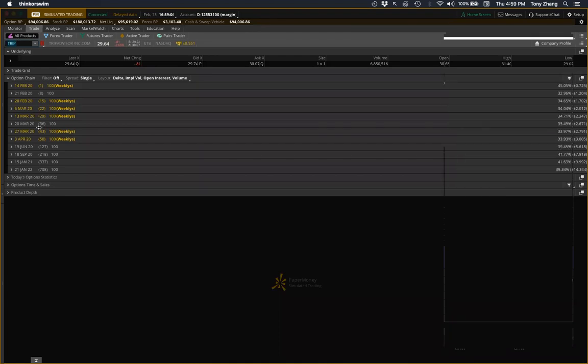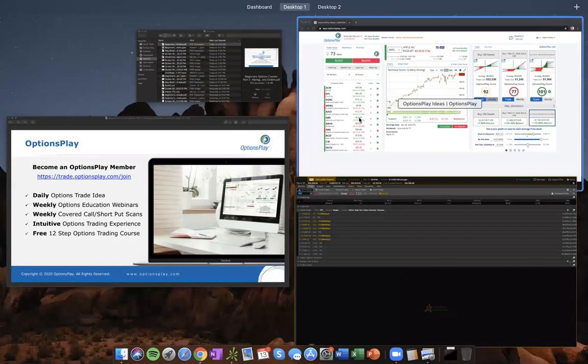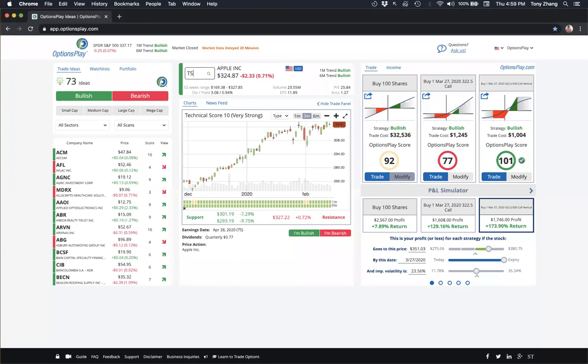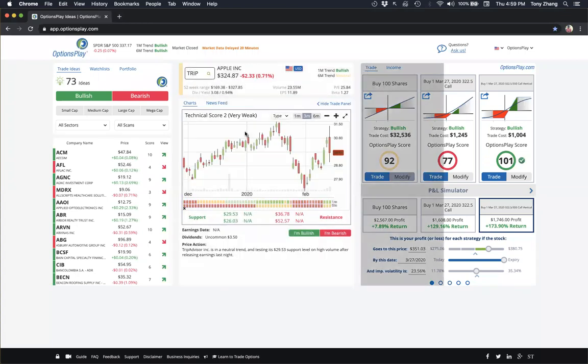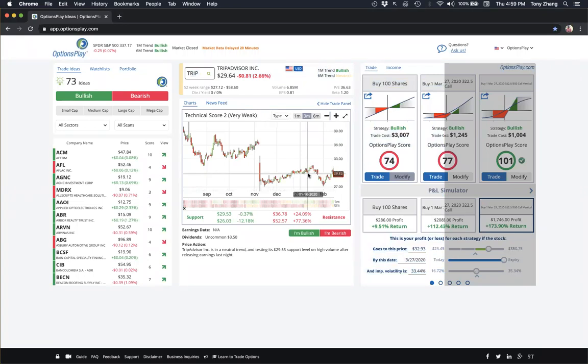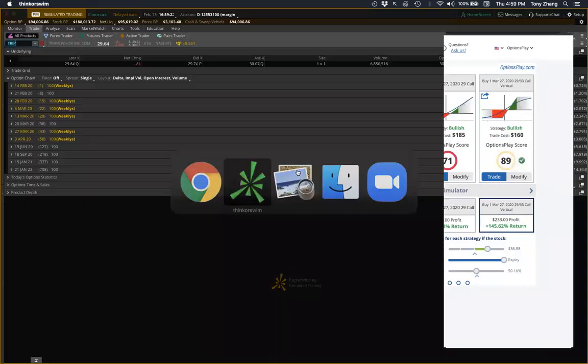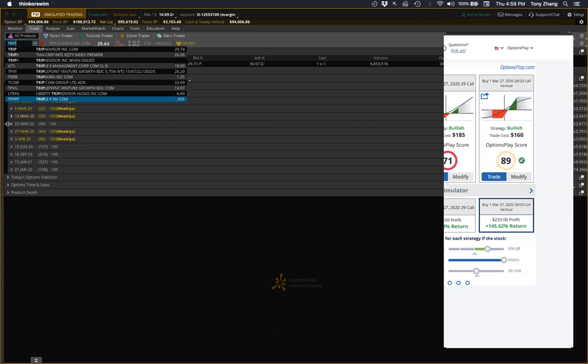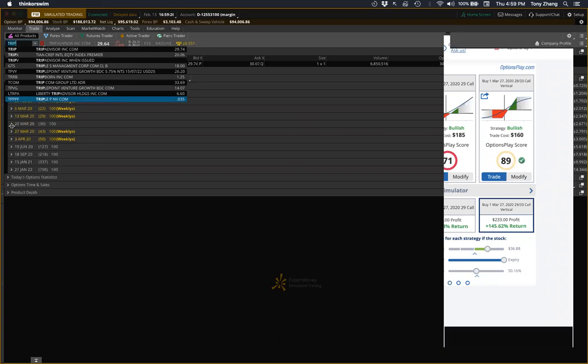So someone wanted to look at TripAdvisor. I don't know what your views are on TripAdvisor. Let's take a look at Trip on our platform. TripAdvisor is certainly very weak. The 1 month and 6 month trend seems to be turning higher. Perhaps you're starting to be a little bit more bullish on TripAdvisor. Maybe you're bearish. I don't know. Let's take a look at this. Let's go out to maybe March.